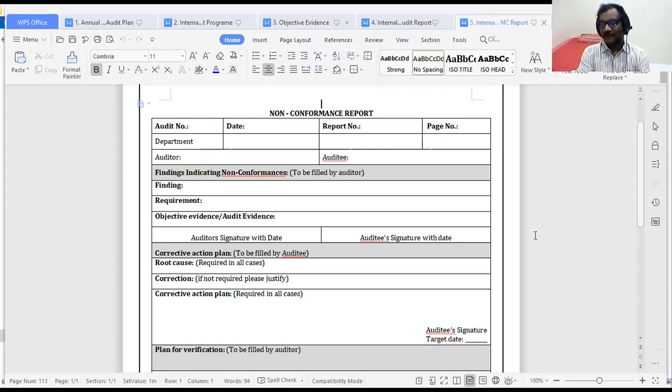So in other words, it is like responsibility fixing. The person who is responsible for that particular aspect is the owner of that particular process. For that process, it is mandatory for the principal. For the director also it is mandatory.